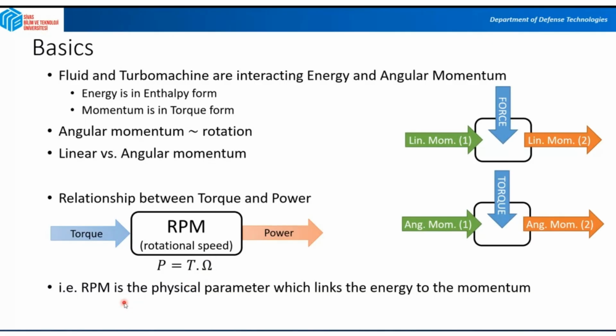In other words, we can say that RPM, or omega here, is the physical parameter which links the energy to the momentum.